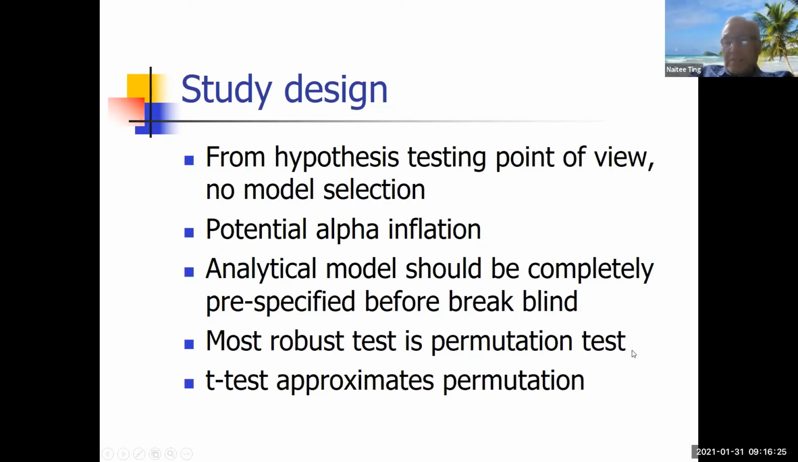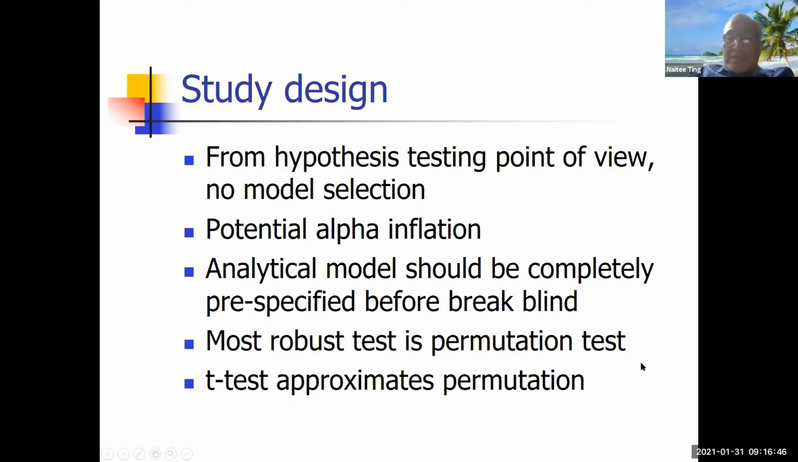The most robust test is the permutation test. The t-test approximates the permutation test. So if I were designing the phase 3 trial, I'd probably just use a permutation test or a 2-sample t-test. Good enough. These tests are very robust. I don't need any other terms in the model because the drug is good.